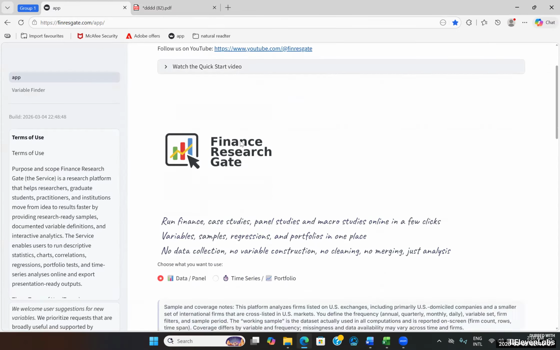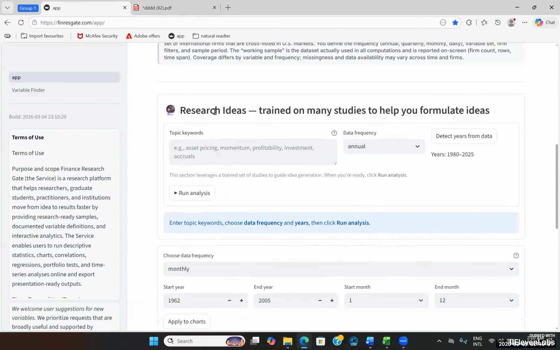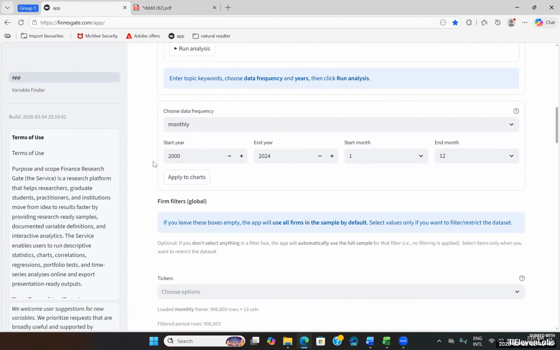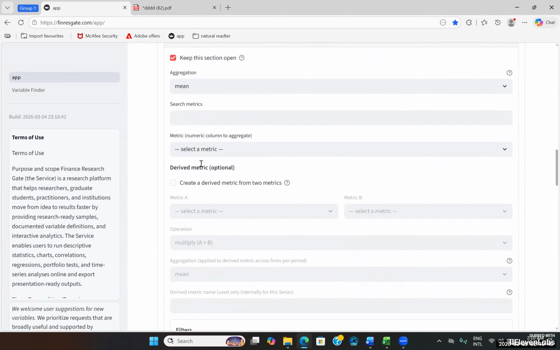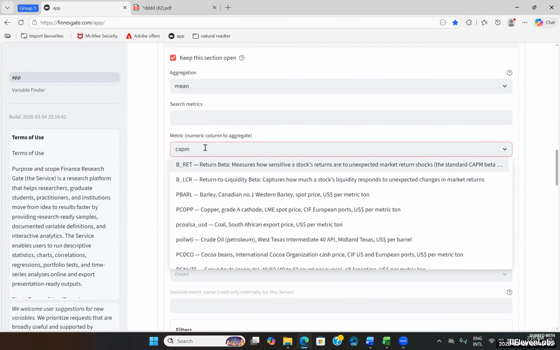Alright, so let's now apply this concept by utilizing the Finance ResearchGate website. From there, we'll proceed to select the time series. First we're going to select the monthly frequency for our data analysis, and then, for our specific example, we'll establish a sample period that begins in the year 2000 and extends all the way through to the end of 2024. Once those settings are in place, we'll apply the charts to visualize the data, and finally we'll select our primary variable for this particular study, which is the CAPM beta.